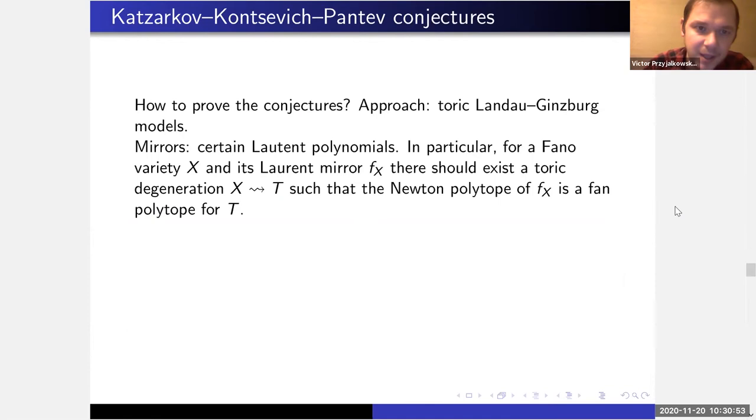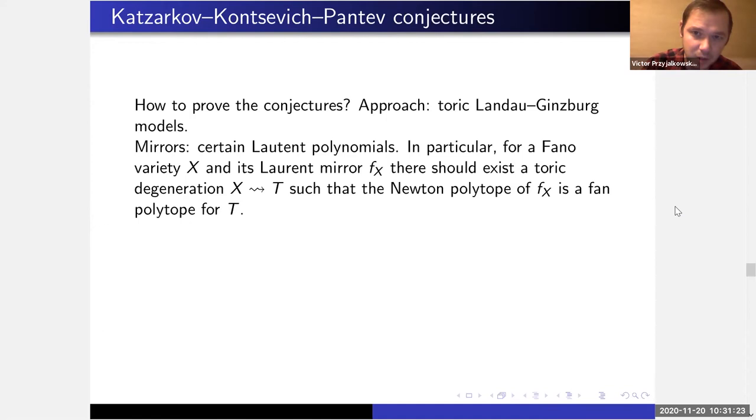Okay, so let me discuss ways how we can prove these conjectures in some cases. For this, we first need to define what a Landau-Ginzburg model corresponding to a Fano variety means and get some constructions, some examples of this. For this, the approach of toric Landau-Ginzburg models can help.